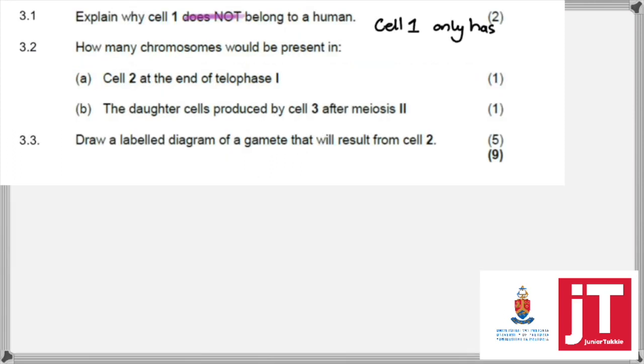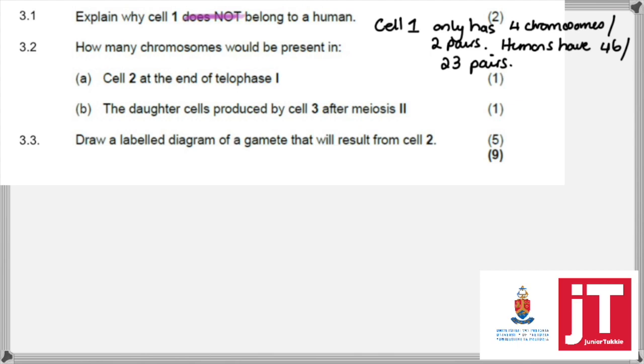So let's look at the questions quickly here. Explain why cell 1 does not belong to a human being. Well, we saw from the image that cell 1 only has 4 chromosomes in total, or 2 pairs, and humans have 46 or 23 pairs. So that would definitely make cell 1 a cell from a different organism than a human.